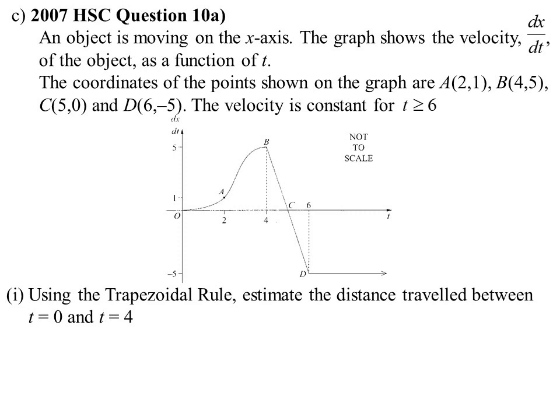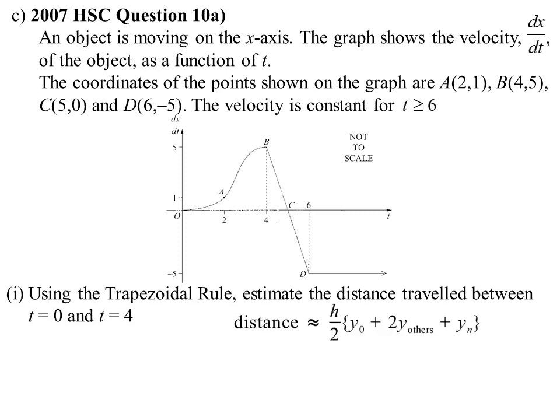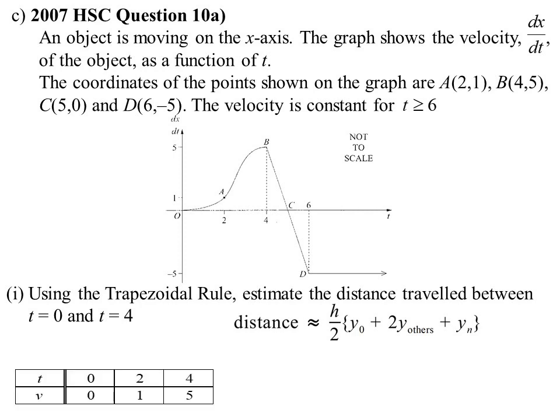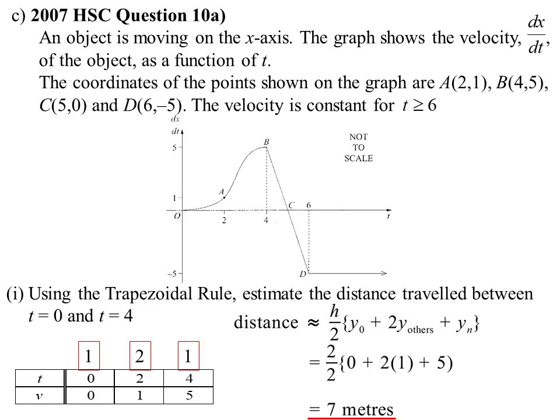We can estimate using the trapezoidal rule the distance going from 0 to 4. And that's why they've given us the coordinates of these points, so we can get some values to put into the trapezoidal rule. Remember trapezoidal rule, h over 2, y naught, yn, 2 times all the others. So I'll draw up a table of values. There's only 3 values that I know, so they're the ones I'm going to use. It'll be 1 times the end ones, 2 times the one in the middle. Putting it all into our trapezoidal rule, 7 metres. Well, it's an estimate, but that's going to be my estimate, about 7 metres.